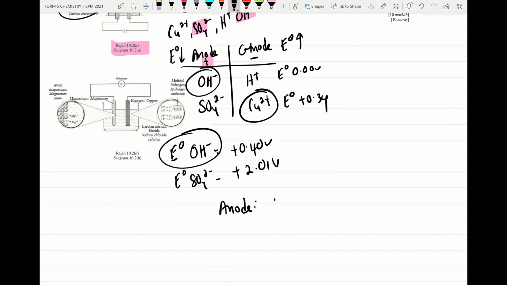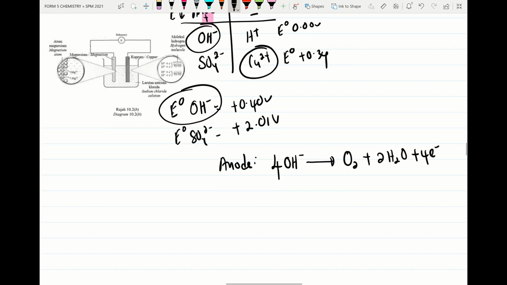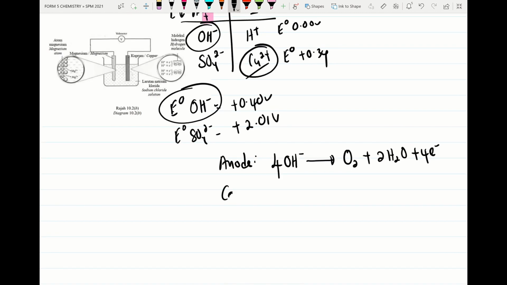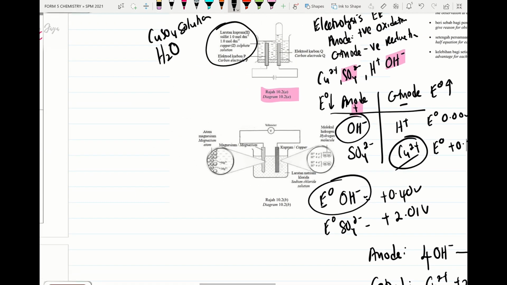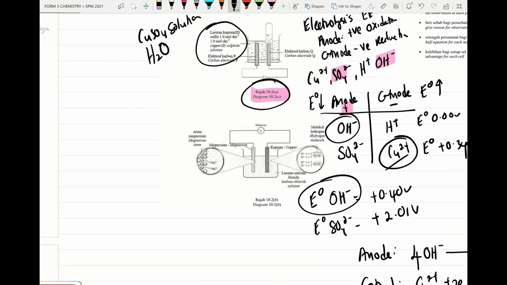So hydroxide ion, please remember 4 orang utan. Alright, makan 2 biji orange, minum 2 gelas air. Alright, makan 4 biji apple. Copper 2 ion undergo reduction. So at cathode, please remember copper 2 ion gain 2 electron and form copper atom. So these are the process that will occur at diagram 10.2.